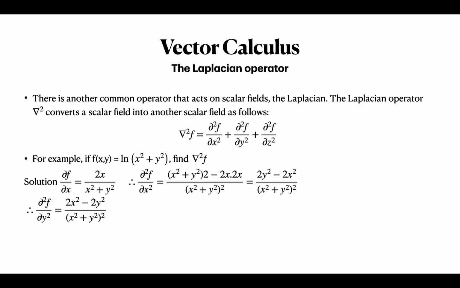And when you add ∂²f/∂x² and ∂²f/∂y², you get cancellation. You get 0. Okay, so you get the Laplacian of f is equal to 0. And the Laplacian of f equal to 0 is what's called Laplace's equation. And it describes many things in engineering systems. Many engineering systems obey that law. Now, not all do, most of them don't, but many do, and many important ones do.